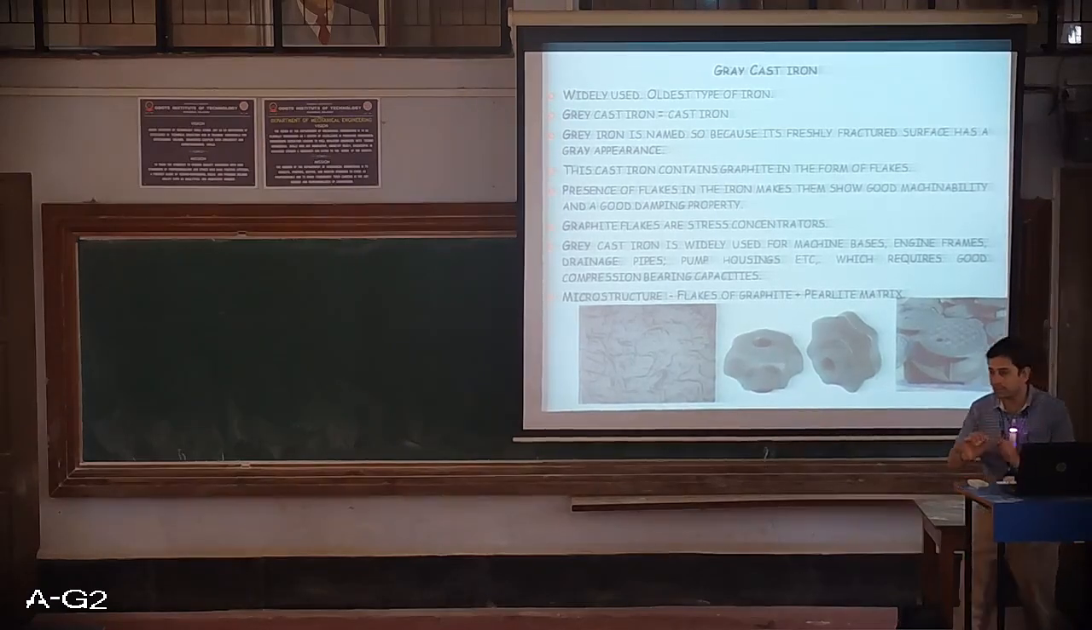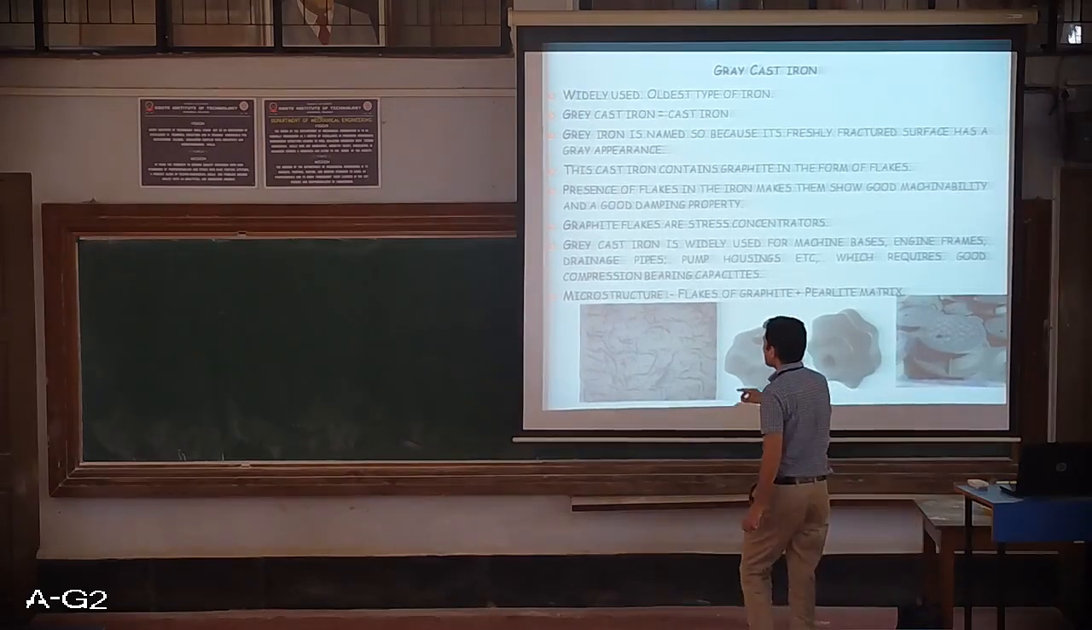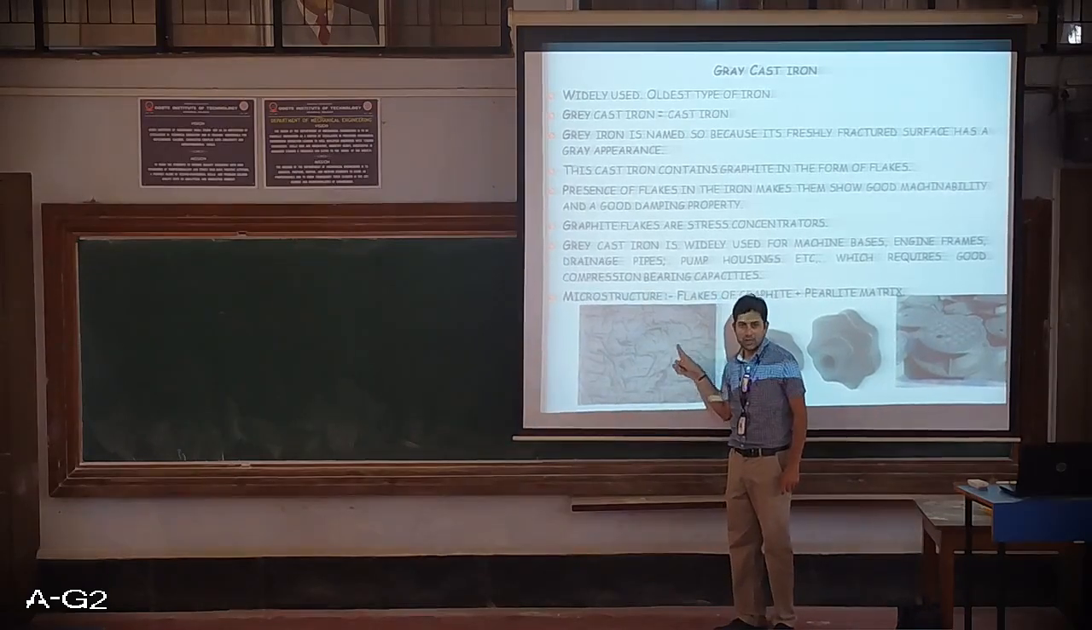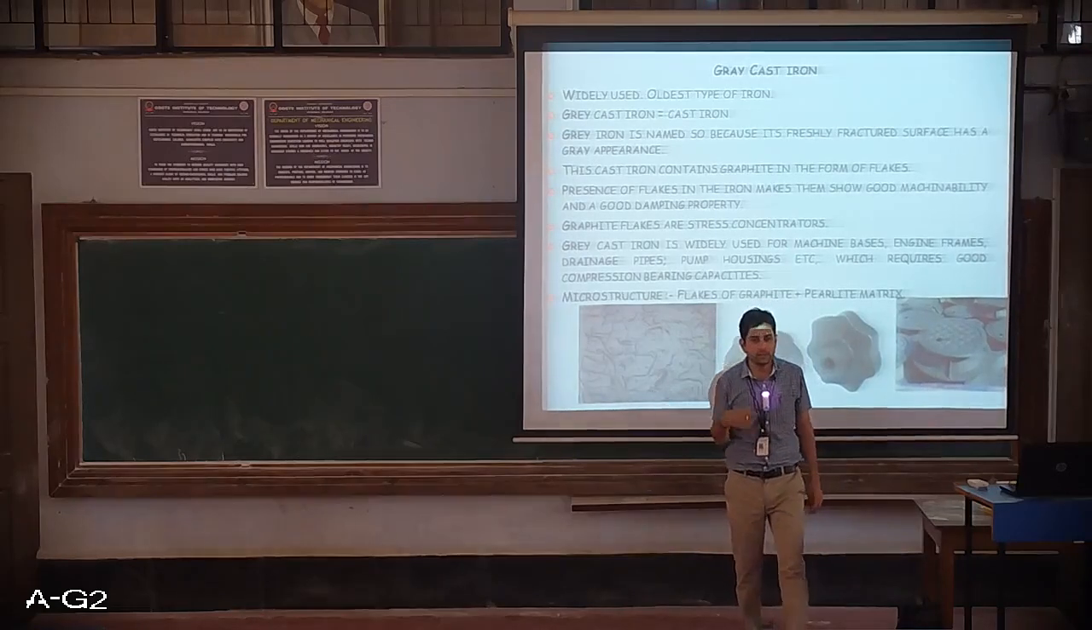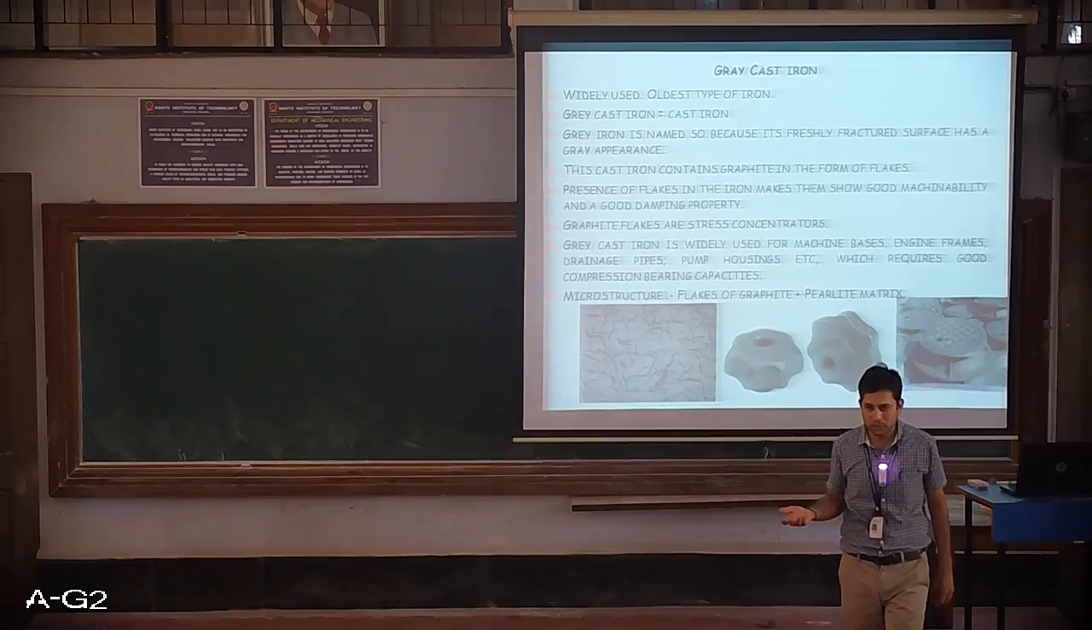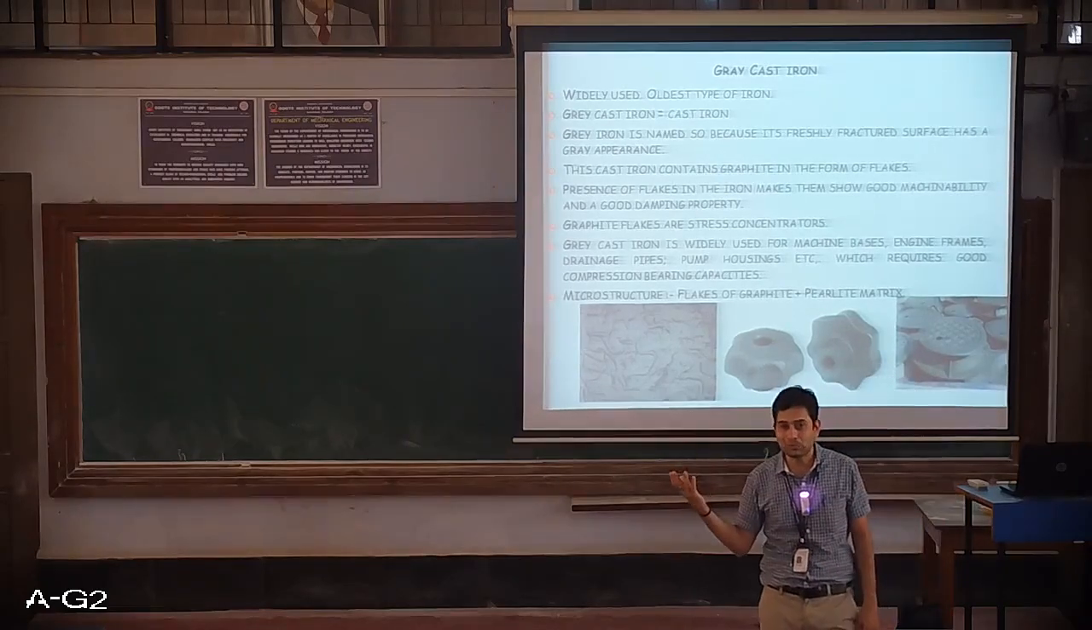So here you can see the microstructure. Here the carbon is in the form of graphite and it is in the form of flakes, hairy kind of structures. Because of this, these are called graphite flakes or graphite cast iron. I hope we have demonstrated the microstructure of this in our metallurgy lab also.